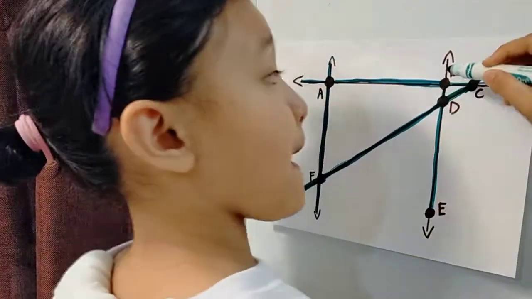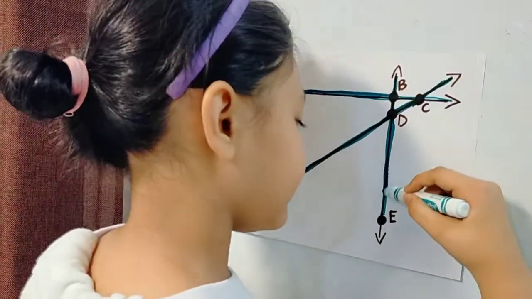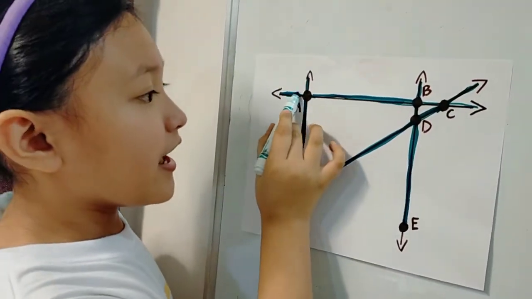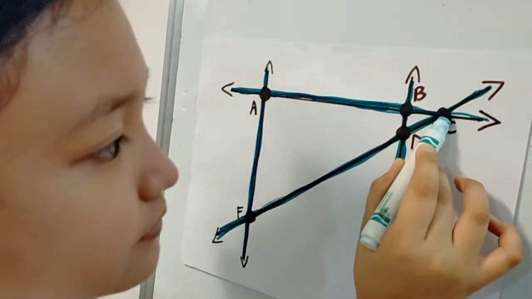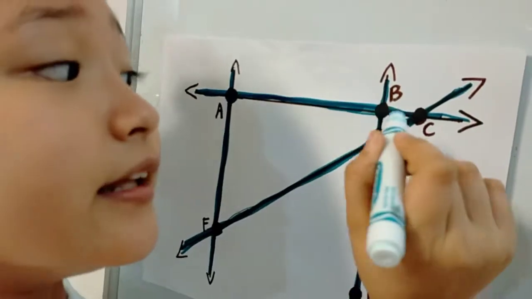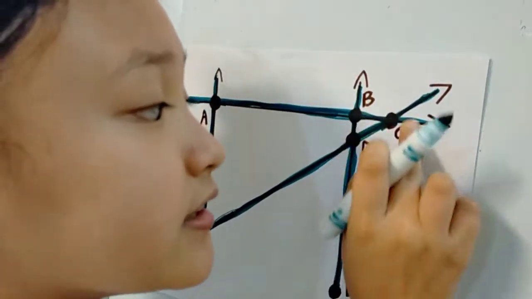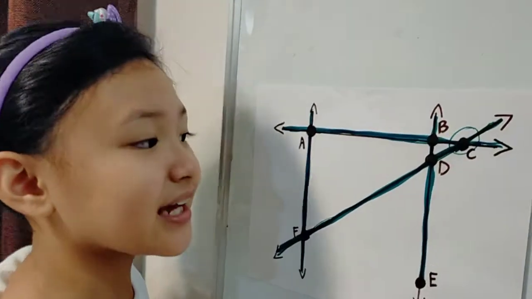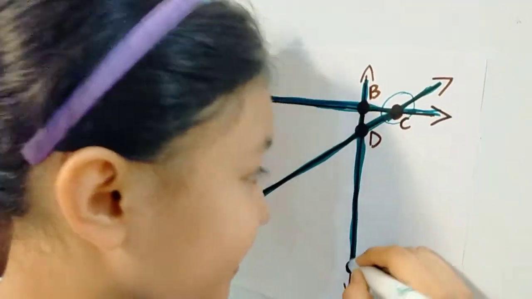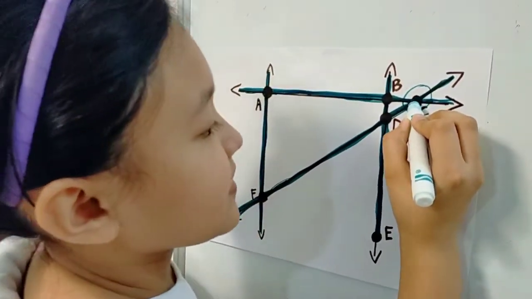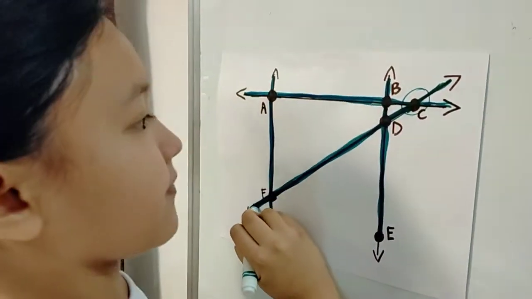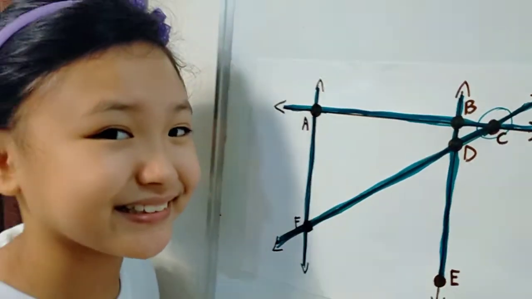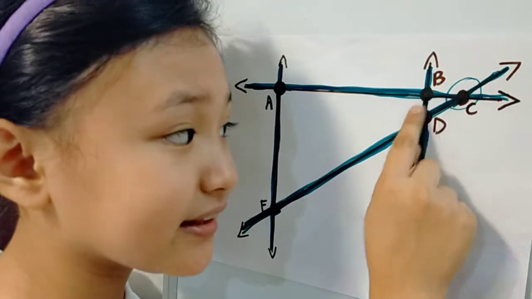Next, BE intersects AC. This means that this is the point that they intersect. Next, BE intersects CF. The intersecting point is D. This is the point that they intersect.